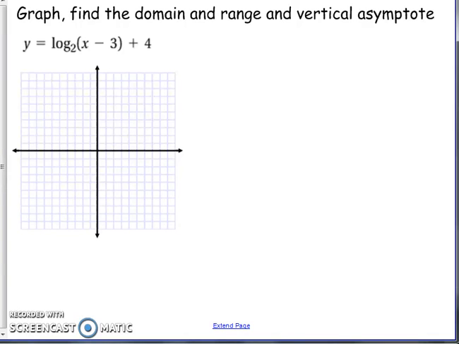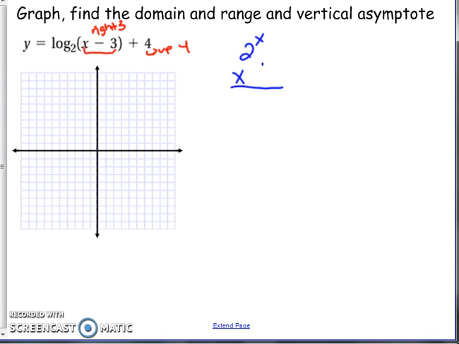So if we look at another example, now this one is moving two different ways. It's moving to the right 3, and it's also moving up 4. And it doesn't matter if you move it up first and then to the right, or the right and then up. So since the base is 2, the exponential function for this would be 2 to the x.